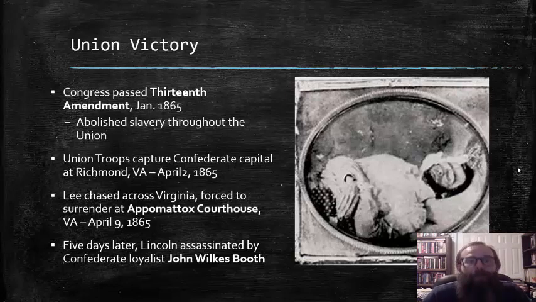Five days later, Lincoln was assassinated by Confederate loyalist actor John Wilkes Booth, who was perhaps the Tom Cruise of his day. He was an extremely famous stage and theater actor and was also, of course, a loyal Confederate sympathizer at the time.